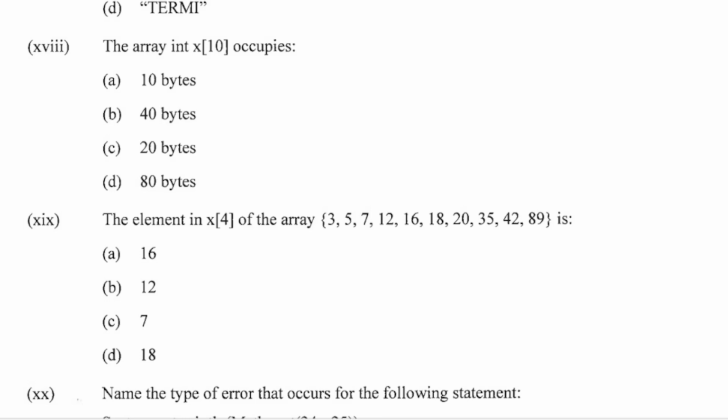The question is, the array int x[10] occupies 10 bytes, 40 bytes, 20 bytes, or 80 bytes. Now we know that an integer variable occupies 4 bytes of memory. Hence, 10 integers will occupy 4 into 10 equal to 40 bytes of memory. And 40 bytes is at option B. So the correct answer is B, 40 bytes.